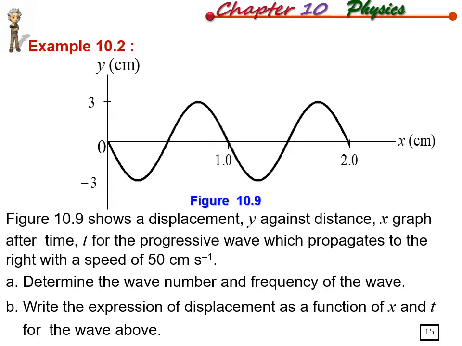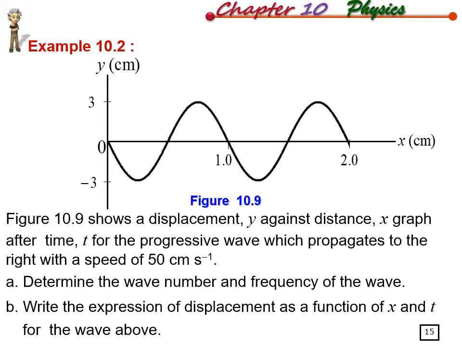Alright, for example 10.2, we have a y versus x graph. Figure 10.9 shows the displacement y against distance x graph after time t for the progressive wave which propagates to the right with a speed of 50 centimeter per second. In part A, they want you to determine the wave number and frequency of the wave. And in part B, they want you to write the expression of displacement as a function of x and t for the wave above.